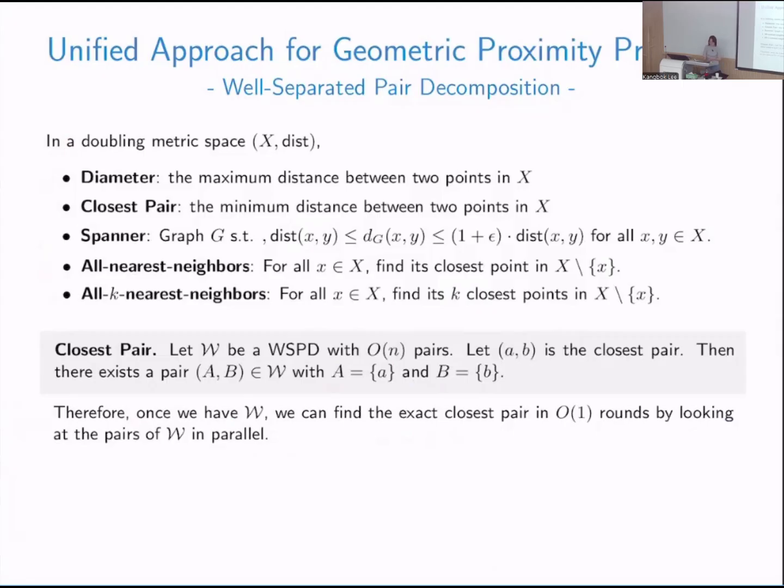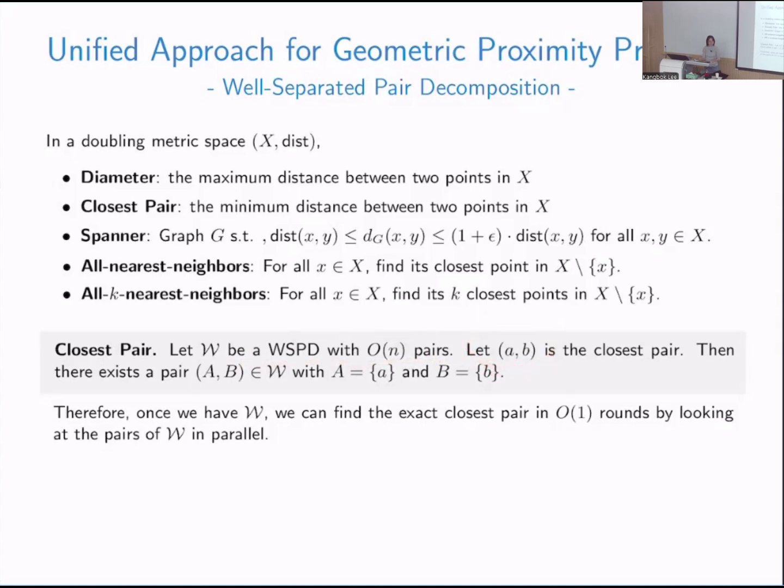As an example, let's take the closest pair problem. So we are given a point set in the Euclidean space or doubling metric space. Then the goal of this problem is to find 2 points whose distance is minimized. We can compute this closest pair very easily once we have a WSPD. Let's assume that we have a WSPD with a linear number of pairs, and AB is the closest pair.